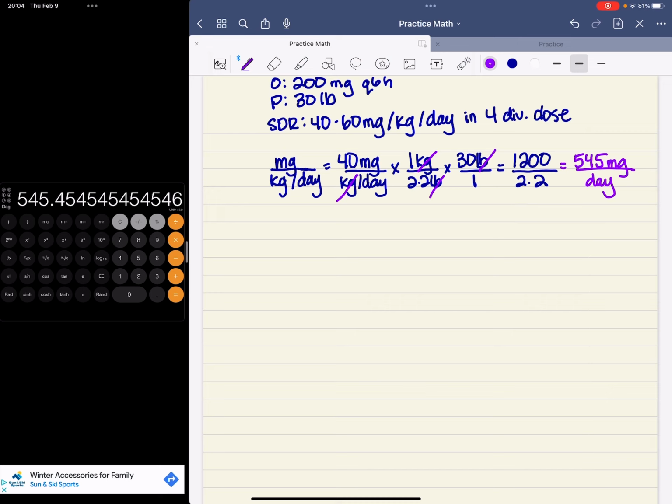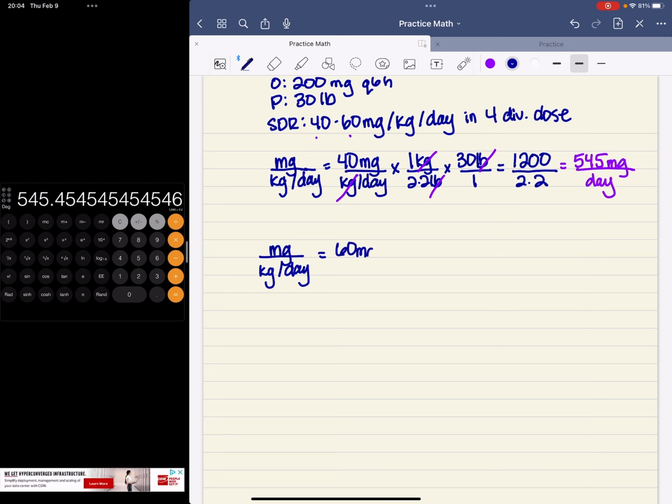Now we can work on the second one. Since we already got the lowest dosage, now we're going to work on the highest dosage. Okay, let's go. Milligram over kilogram per day equals 60 milligram over kilogram per day. You multiply that by 1 kilogram divided by 2.2 pound, because 1 kilogram equals 2.2 pound. Multiply by 30 pound. That's the patient weight, right? And let's do the math.